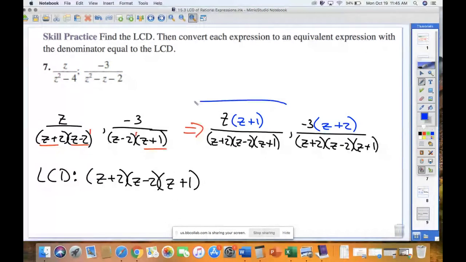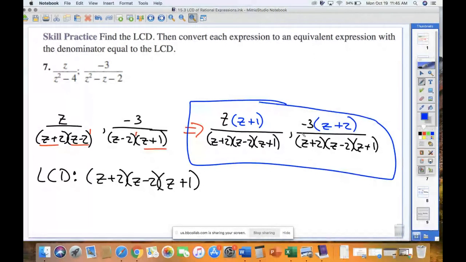Okay. And to me, where we're at right now, these are totally acceptable answers. You don't have to get z squared plus z. You don't have to get minus 3z minus 6. Okay, these are just fine. Now, Wednesday, there's going to be a plus sign or a minus sign. And then we do need to simplify the numerators to get to our conclusion.